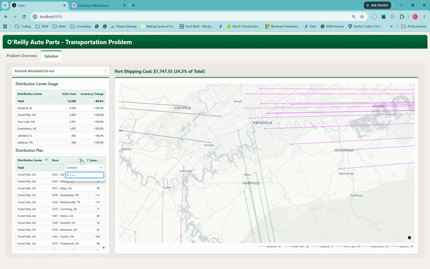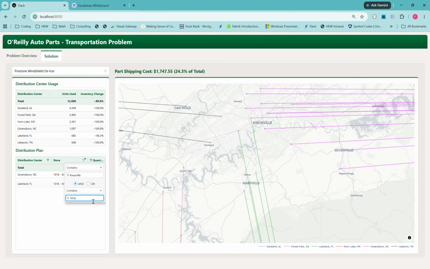So I'm going to filter my plan. Knoxville, 1016. There we go. Notice here, Knoxville, Tennessee, store number 1016. You can see by the lines here, the green and the purple both coming to this node, that the total 59 units received is actually split across two different distribution centers, one in Lakeland, Florida, and one in Greensboro, North Carolina. There, 34 and 25.